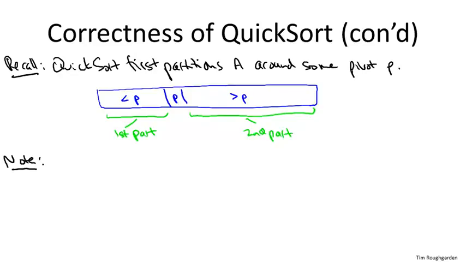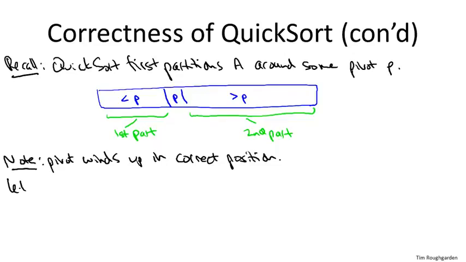So let's call the stuff less than the pivot the first part of the partitioned array, and the stuff bigger than the pivot the second part of the partitioned array. And recall our observation from the overview video that the pivot winds up in its correct position. Where is any element supposed to be in the final sorted array? Well, it's supposed to be to the right of everything less than it and to the left of everything bigger than it. And that's exactly where this partitioning subroutine deposits the pivot element P.